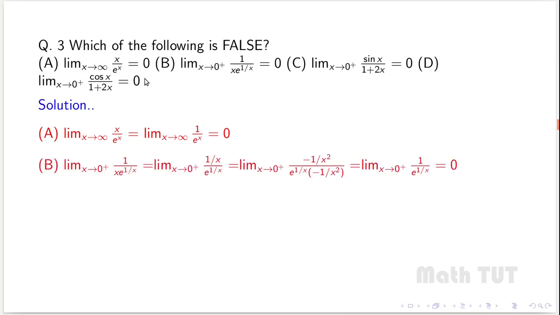If you check option B, limit x tends to 0 plus of (1 by x) e raised to 1 by x. This we can rewrite as (1 by x) by e raised to 1 by x.